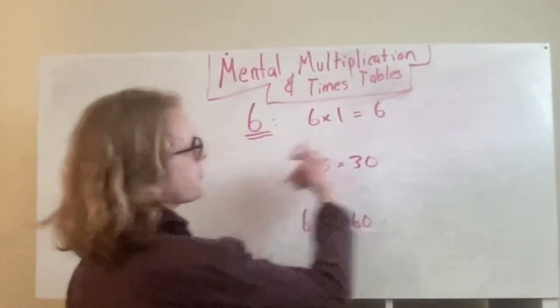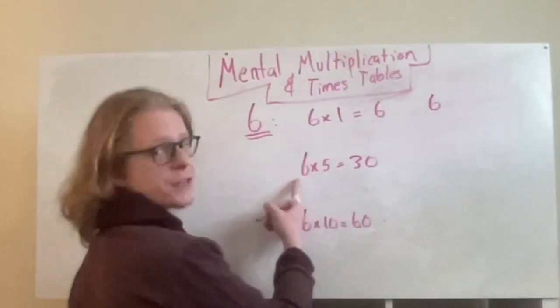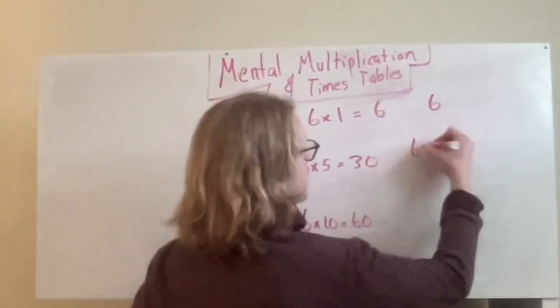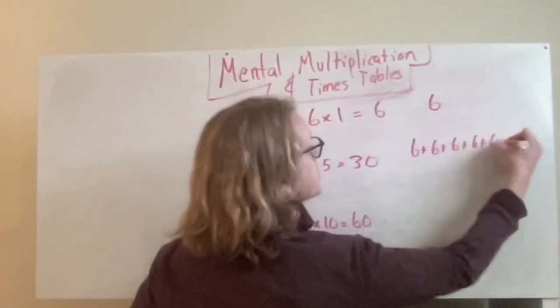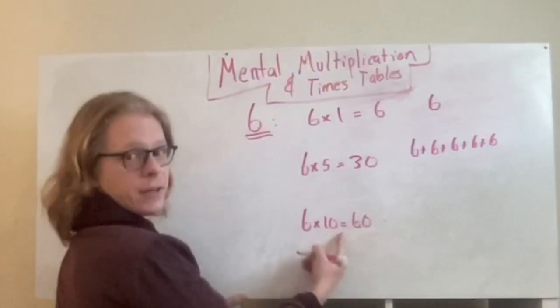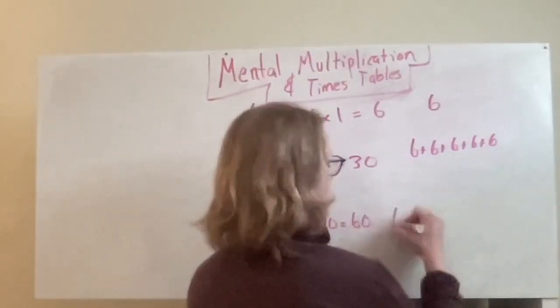Now, let's think about again what this means. This is 1 group of 6. This is 5 groups of 6, so 6 plus 6 plus 6 plus 6 plus 6. And then this here, this is 10 groups of 6, or if I'm counting by 6, 10 times.